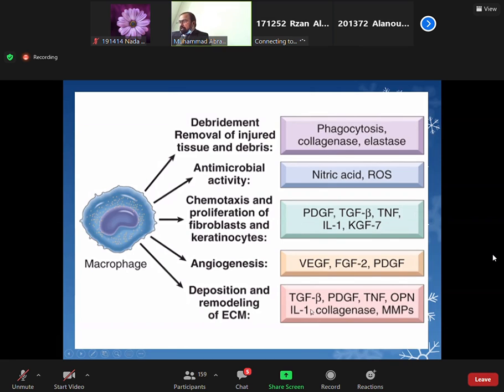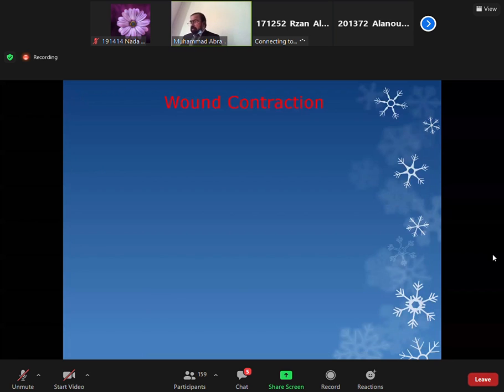Then finally, deposition and remodeling of the extracellular matrix by TGF beta, platelet-derived growth factor, tumor necrosis factor, osteopontin. Then we have interleukin 1, collagenase, and MMP, matrix metalloproteinase. This is very important in remodeling of that particular area.